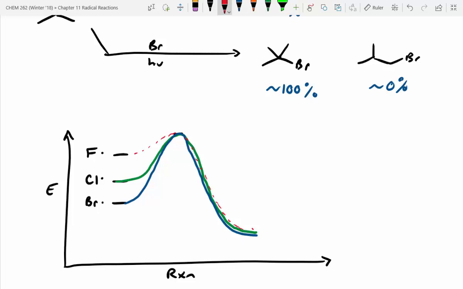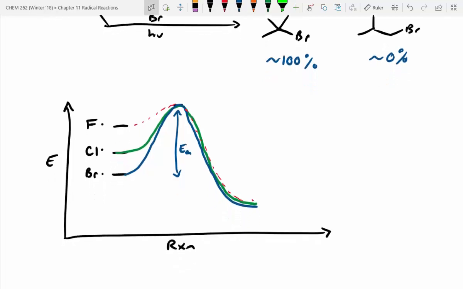Bromine's the most picky of them all. And then iodine, on the other hand, just doesn't really like forming radicals. So it really has to do with the activation energy of these. Bromine has a large enough activation energy for us to be able to control it, where with chlorine, it's a little harder to control because the activation energy is lower.